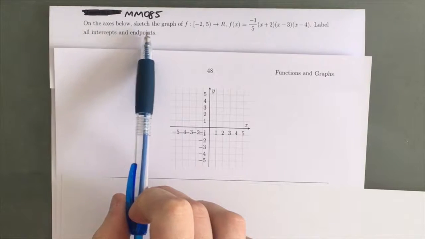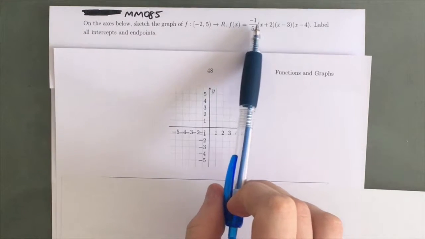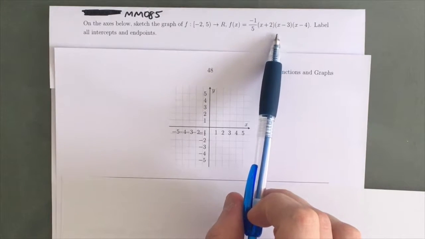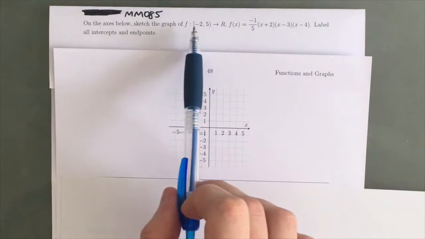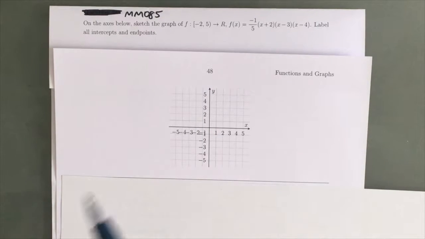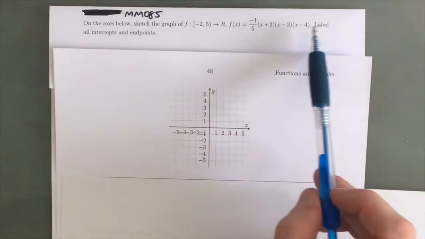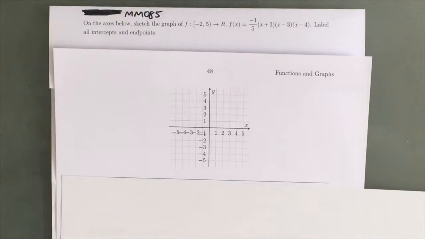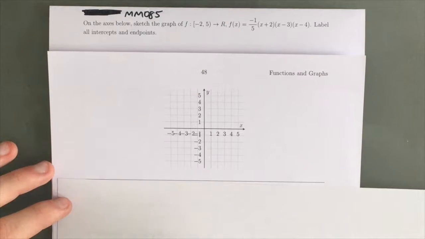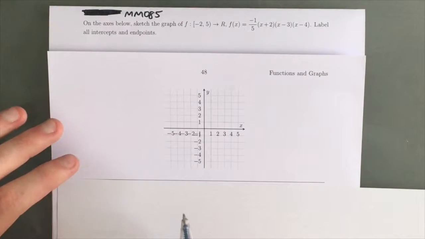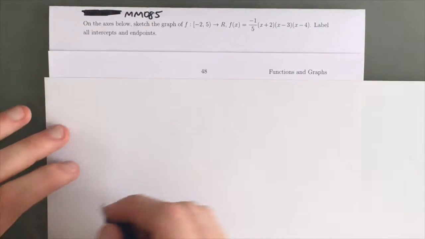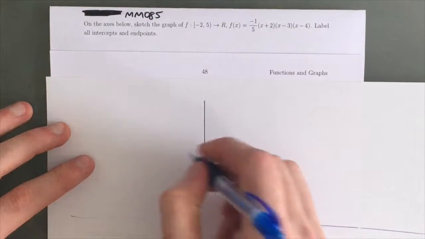On the axes below, sketch the graph of f of x equals negative 1/5 times (x + 2)(x - 3)(x - 4) for x from negative 2 to 5. So we have to label all intercepts and endpoints. Let's start with the intercepts and then we can deal with the endpoints. Actually, let's start with the endpoints, so that we make sure we don't screw that part up. So I'm going to draw my own axis.